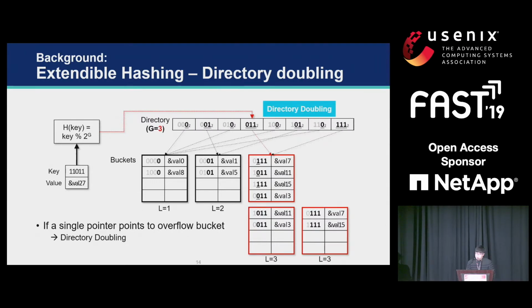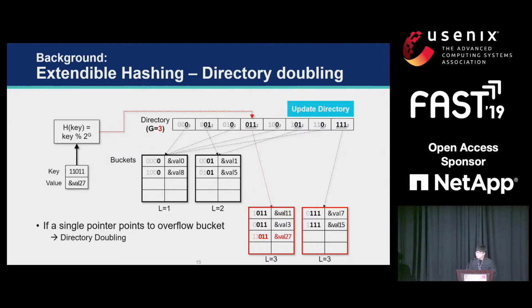Then we should double the directory size to have pointers to these newly allocated buckets. When we double the size of the directory, we use 1 more bit and increase the global depth. Note that even if we double the size of the directory, we don't need to rehash the other buckets. In this example, the leftmost buckets and the second leftmost buckets are untouched. We just allocate new space for the directory and update its pointers. After increasing the directory size, we update the directory entries to point to the newly split buckets.